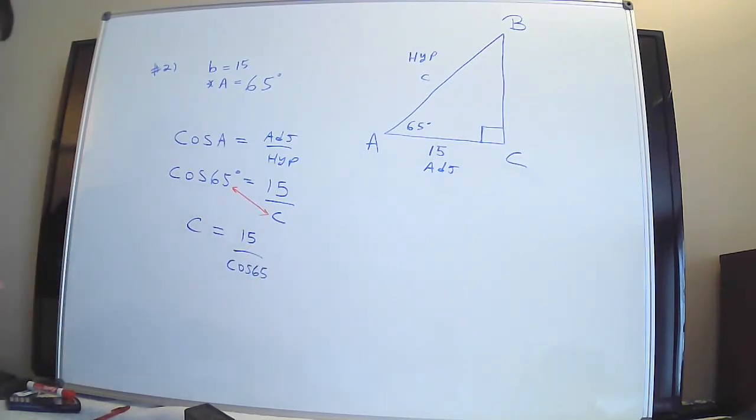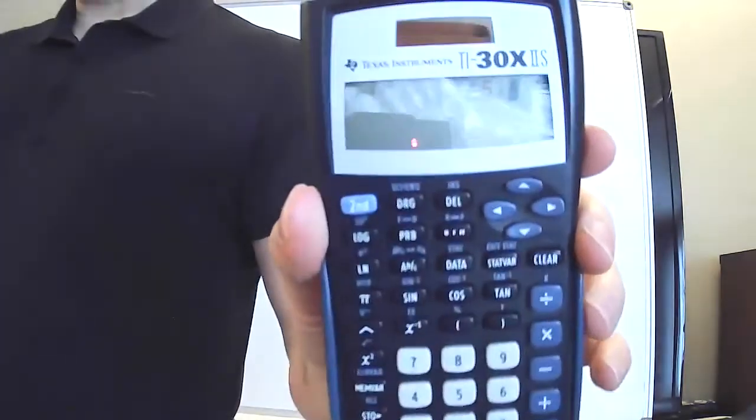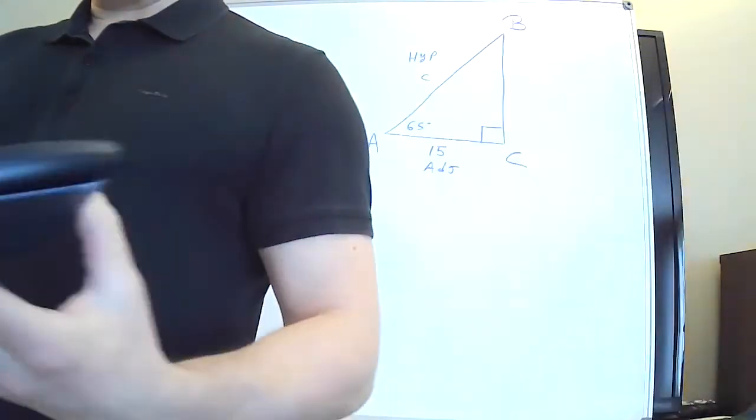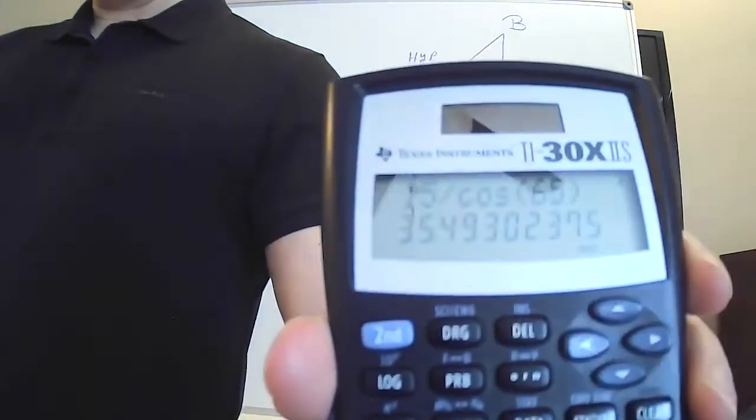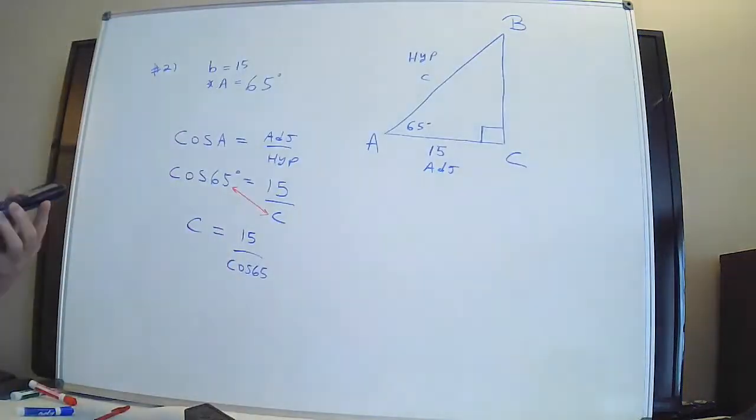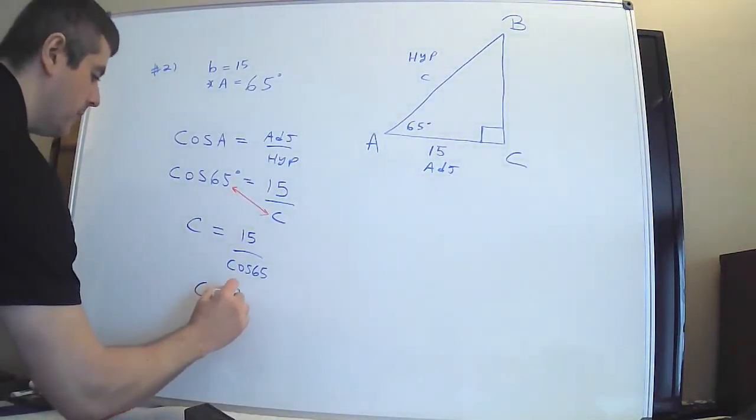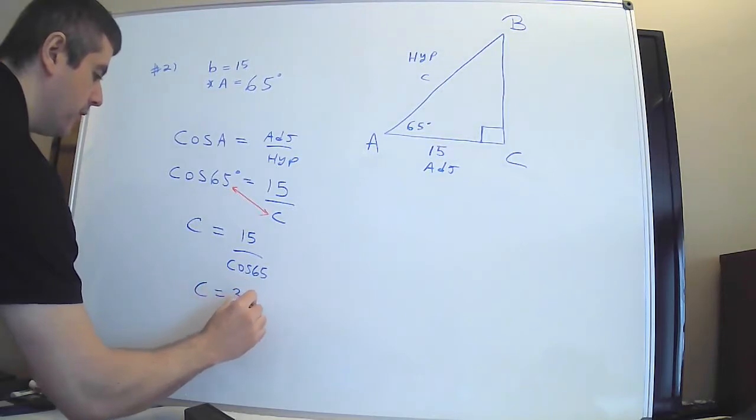And again, this is what you have the calculator for. You can't do it without it. So you hit 15 divided by cos 65. Whoops. I meant to hit my parentheses. Let me avoid the glare. There we go. 15 divided by cos 65. And I got 35.49. 35.5. That's the missing side.